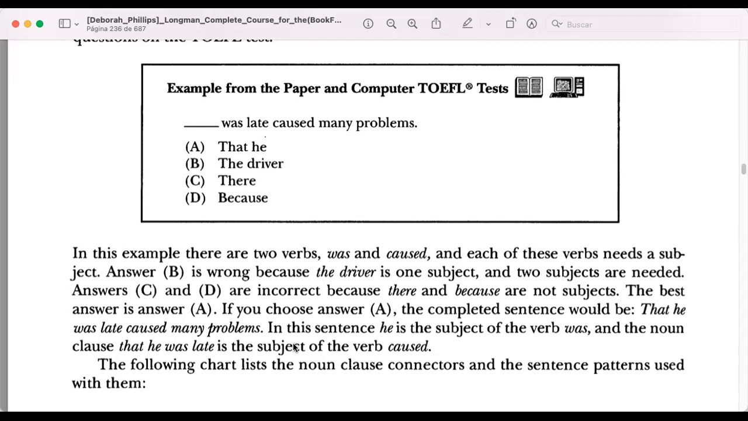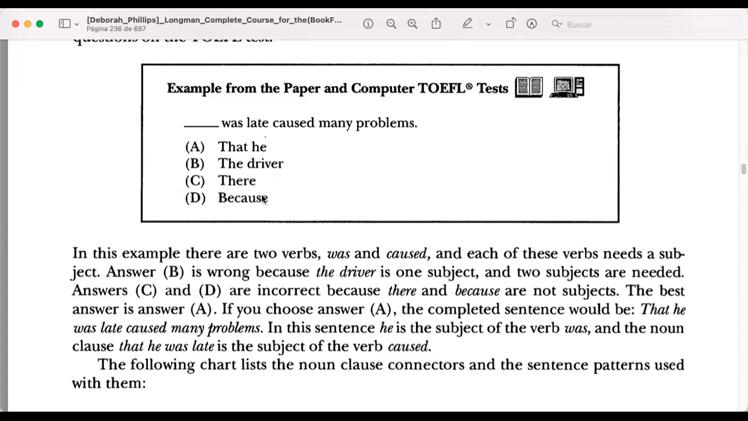Very good. So don't forget, as we did on the last skill, maybe two skills ago, okay? Check. We were looking for a subject in this case, and the only one that has a subject and connector is that he, okay? The driver is a subject, but it doesn't have a connector. There is not a connector because maybe it's a connector, but we don't have a subject.